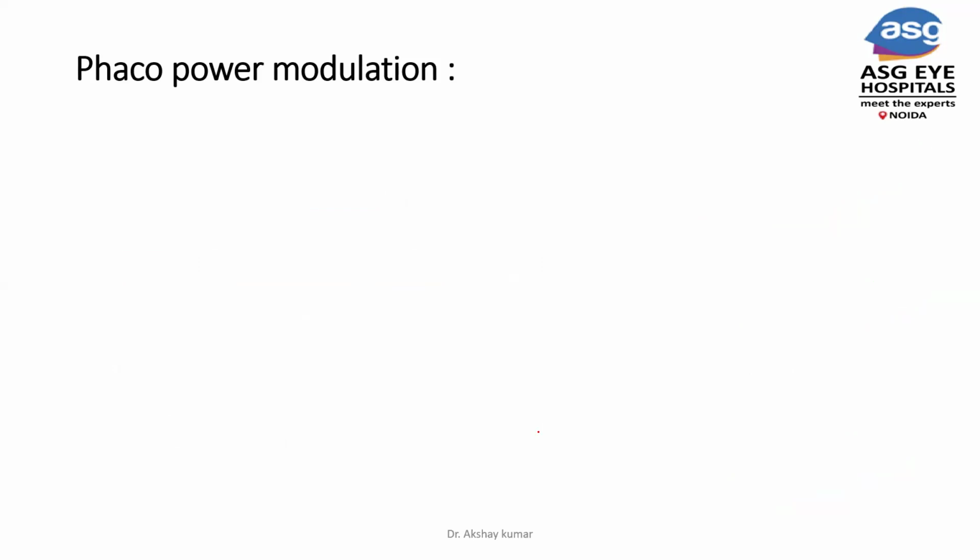Now the phaco power modulation. What does it mean, and why are we doing this? We just want to decrease the total energy delivered into the eye because it has many side effects like development of heat energy, wound burn, or damage to the endothelium. So we want to reduce the total phaco power delivered.